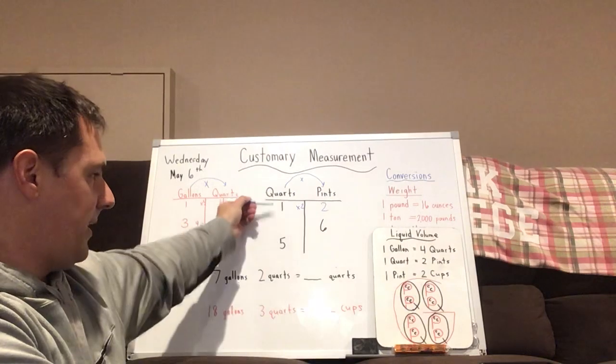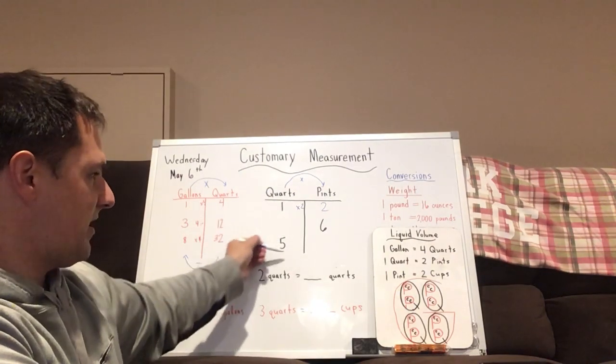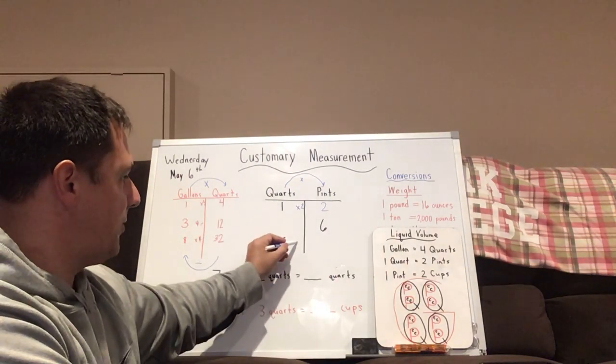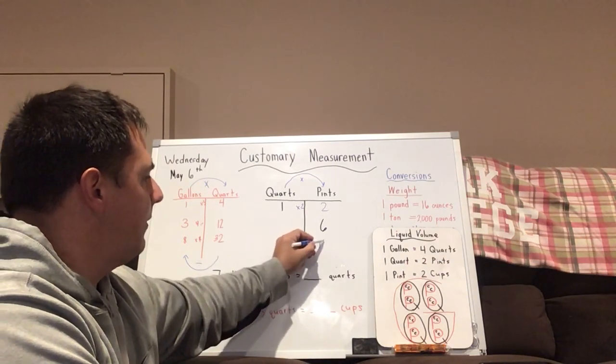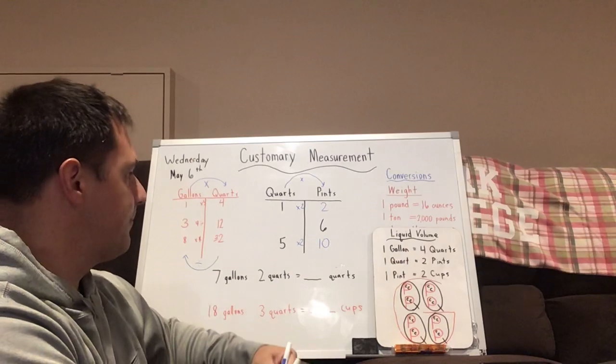And I'm actually going to jump down here to the bottom one because, again, I'm given quarts, my bigger amount, and I'm going to multiply times 2. And I know that if you have 5 quarts, you would actually have 10 pints.